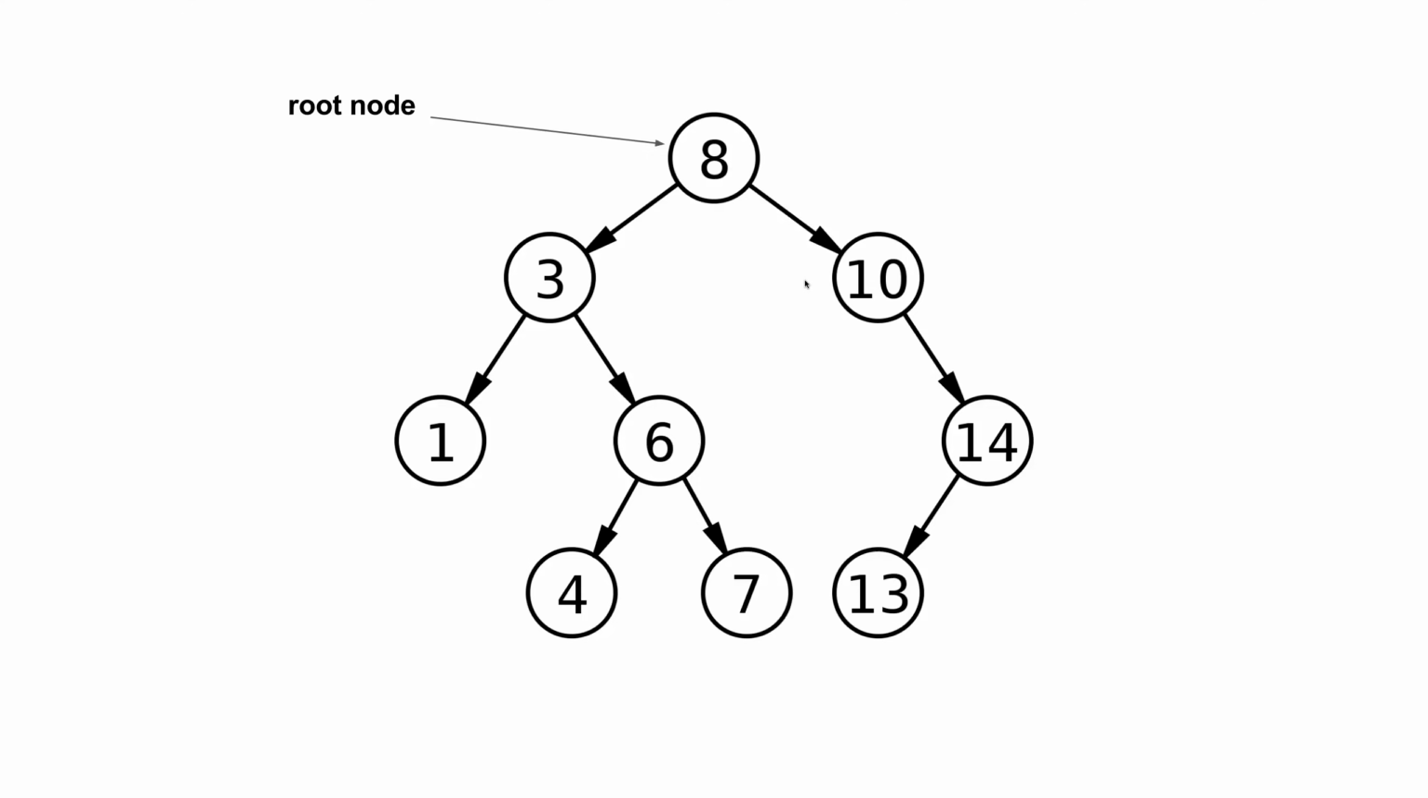Because this is a binary search tree, we can see that all the integers to the left of 8 are smaller, and all the integers to the right of 8 are larger. The standard carries itself all the way down the tree. For example, the node containing integer 3 has only integers smaller than it on the left, so just 1 here, and integers larger than 3 on its right, the 6, 4, and 7 here.